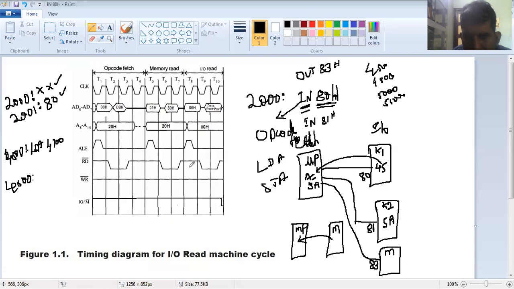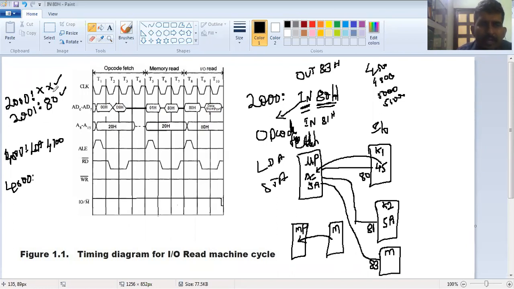After 2000, the next address will be 2002. Yes, you are right. The next instruction address will be 2002. If you are going to write one more line, then that line address will be 2002.